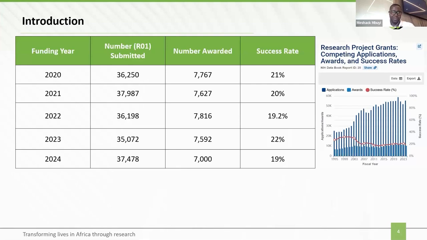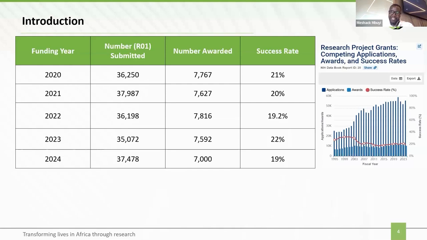I thought it would be important to have this. Looking at an analysis of 2020 to 2024, the number of R01 applications submitted to NIH and the numbers that were awarded equate to the success rate that you can see. So imagine 36,250 applications submitted, and they only award 7,700. That's a 21% success rate.